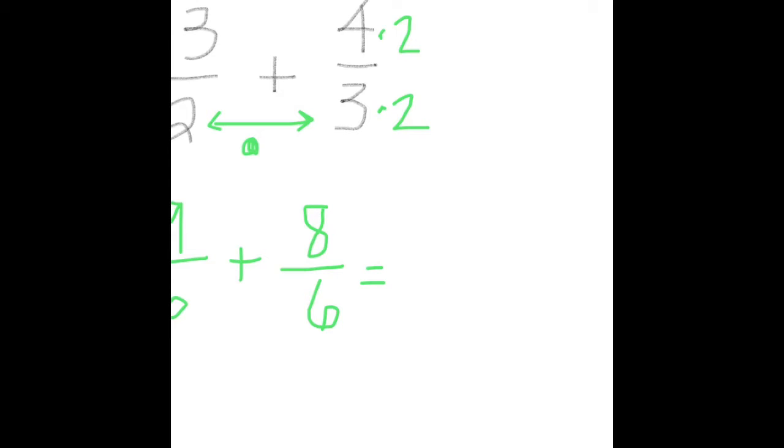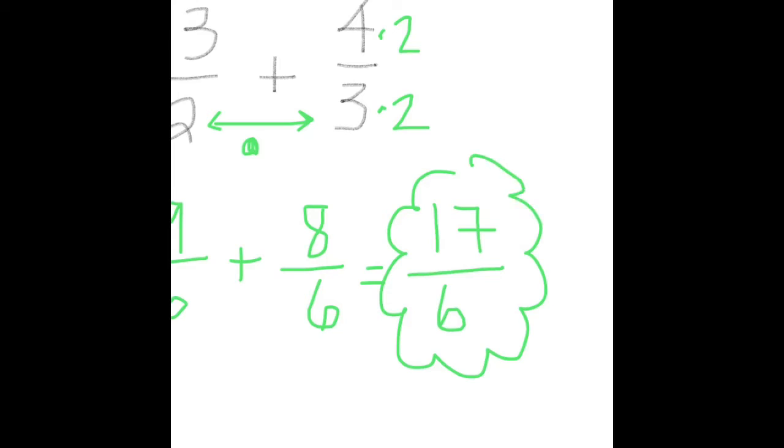So then I can add the numerators. 9 plus 8 is 17. Keep the denominator the same. Okay. Make sure that that is reduced, and it is. You could turn it into a mixed number if you wanted. That would be 2 and 5/6, but you could also leave it as the improper fraction.